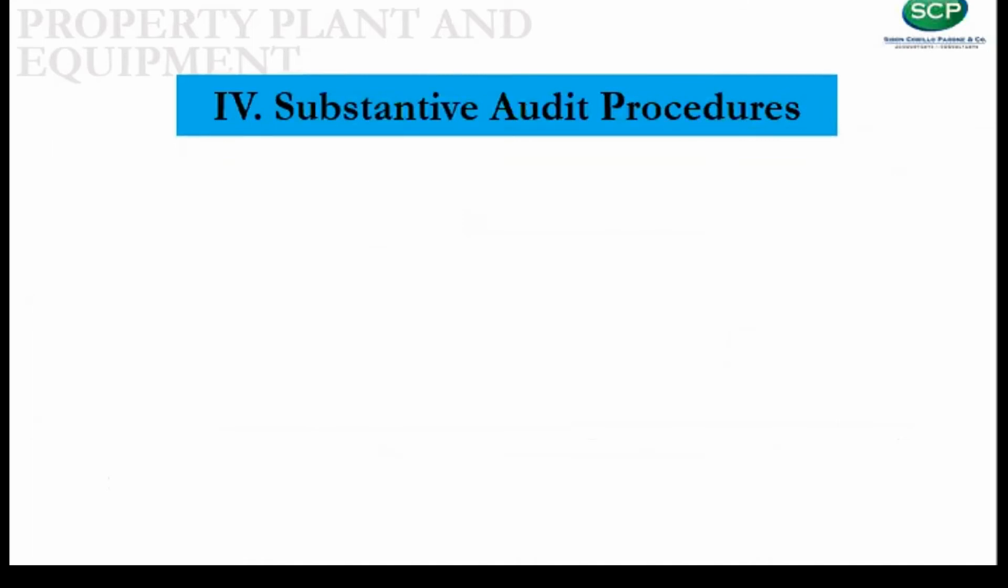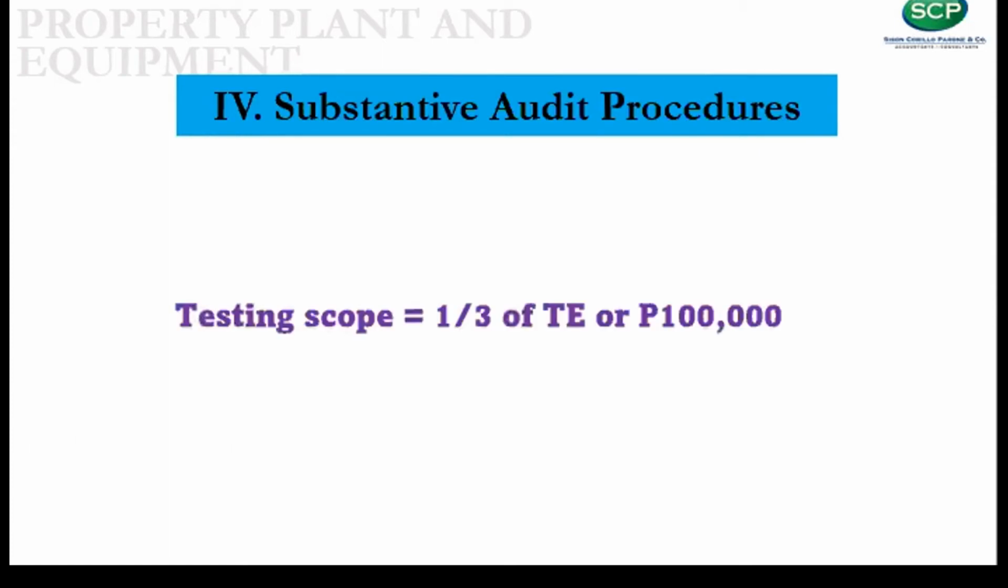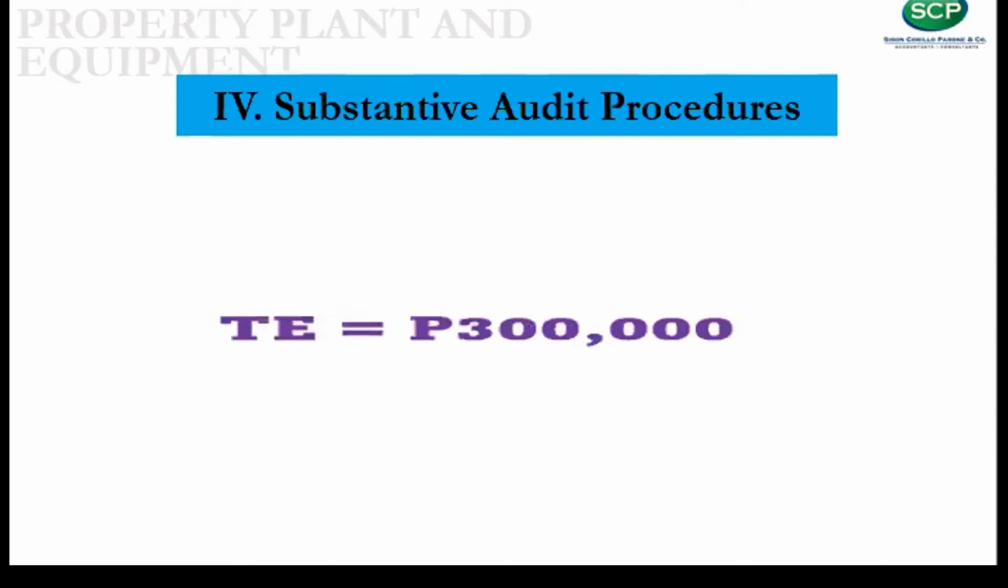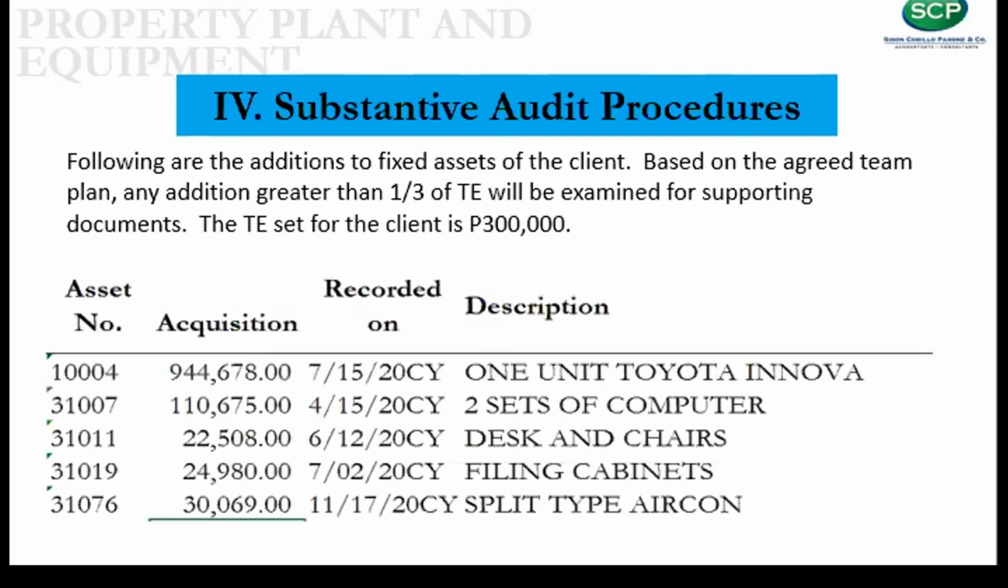We are going to audit the acquisitions made during the year. We were given a complete list of the additions made to property and equipment. Based on the agreed team plan, any addition greater than one-third of TE will be examined for supporting documents. So the TE set for the client is 300,000. Following are the additions to the fixed assets of the client.